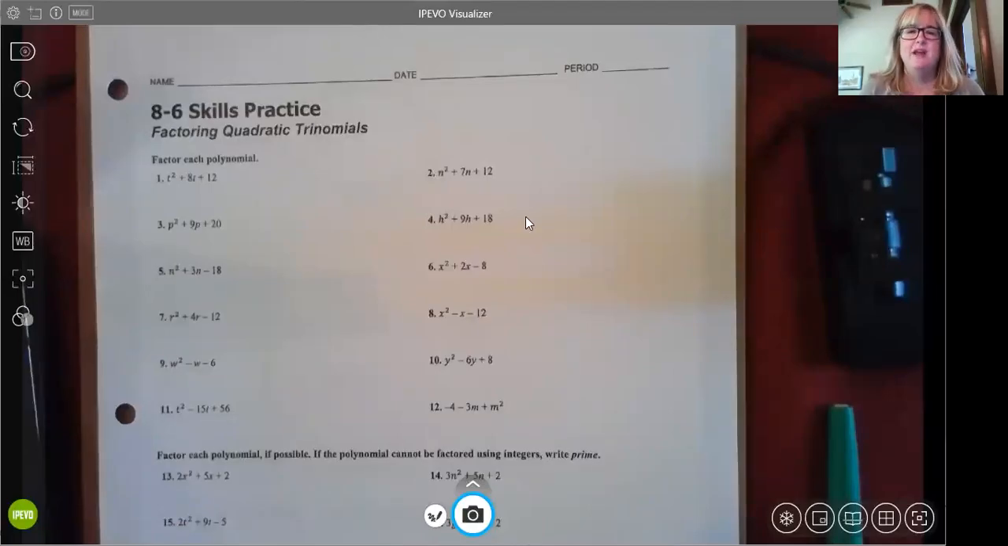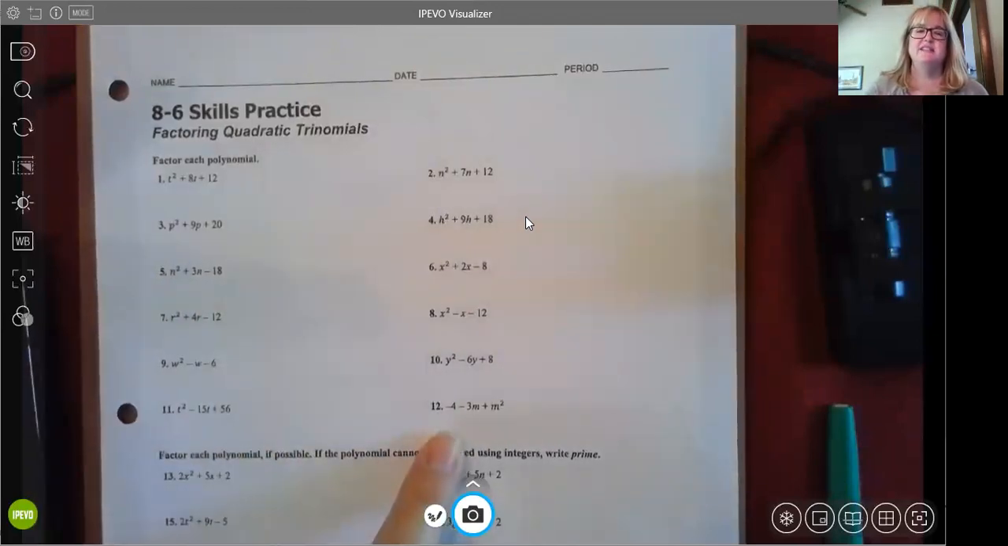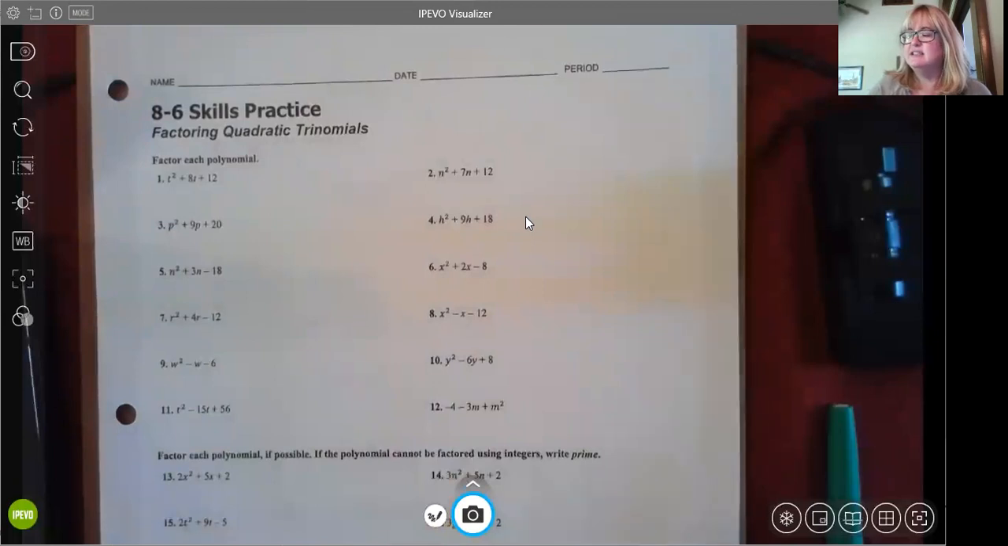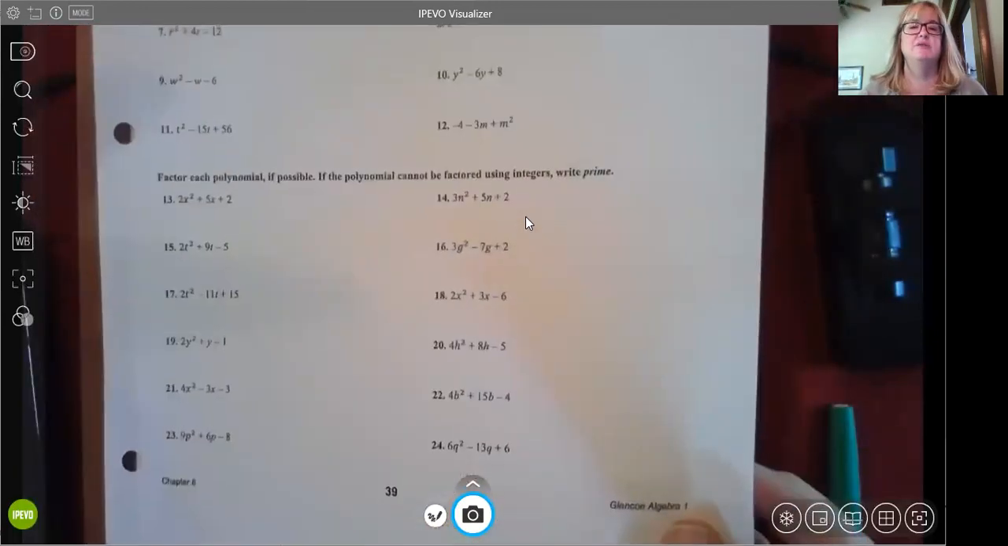Hello, Algebra. We are looking at Skills Practice 8.6, Factoring Quadratic Trinomials. And we are going to actually spend 2 lessons on this assignment. We are going to work 1 through 12 with this first lesson. And then the next lesson, we'll look at 13 through 24.